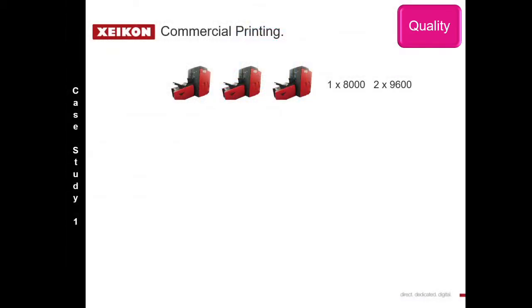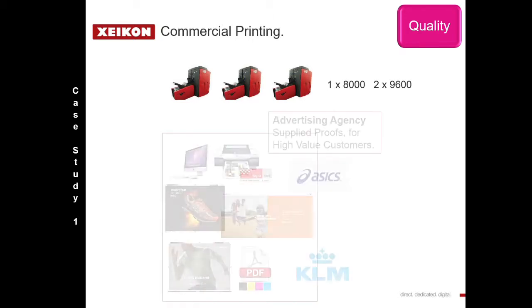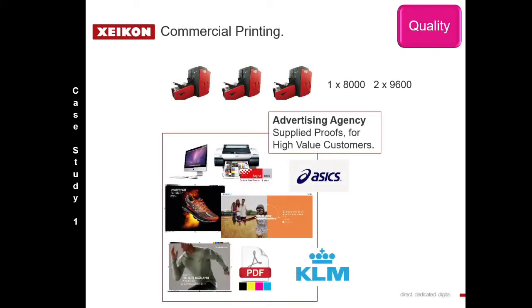So in our first case study, we're looking at a commercial printer, and like many commercial printers, the print they do is for end users who, if they're blue chip, are using advertising agencies to make the file, make the design, and also will supply a proof to the customer, especially when it's a high value product. Now, by supplying a proof, it means that the colour and content has already been accepted by the end customer. So an expectation has already been set.